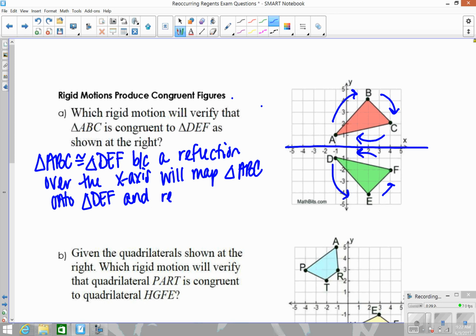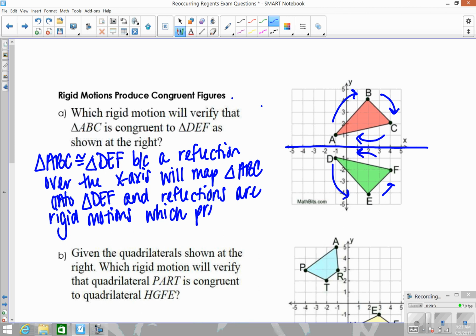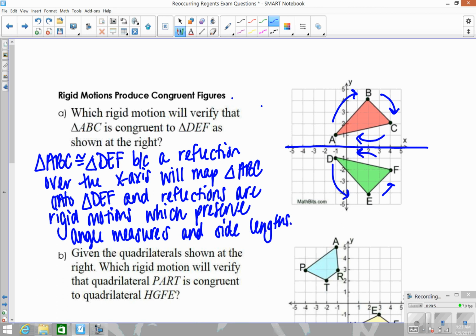and reflections are rigid motions which preserve angle measures and side lengths. So this verifies that the triangles are congruent.